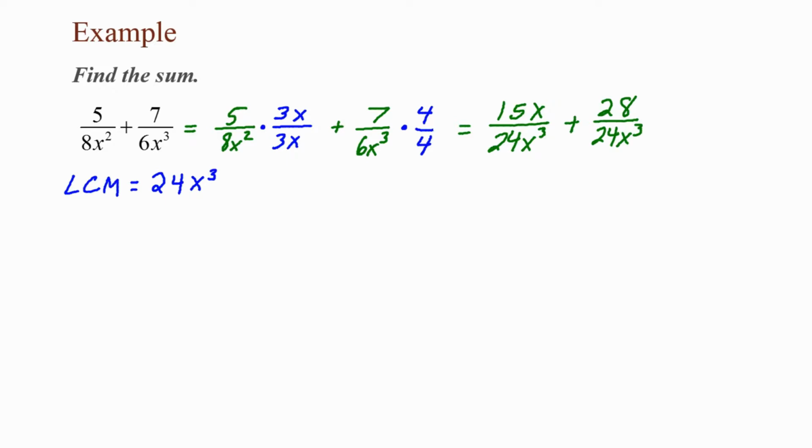It's very tempting here to reduce, but we need the same denominators in order to add. So 15x plus 28 over 24x to the third. Now I need to see if I can reduce. Because I have 24 times x to the third, the only way I can reduce that with the numerator is if I have a greatest common factor. 15 and 28 have nothing in common, and only the first term has an x. So my final answer is 15x plus 28 divided by 24x to the third.